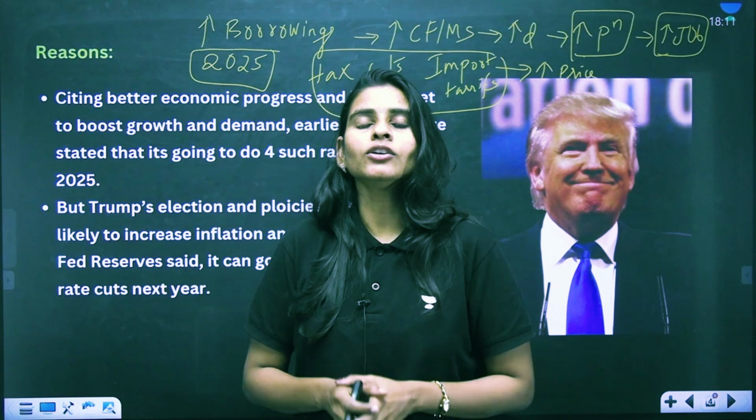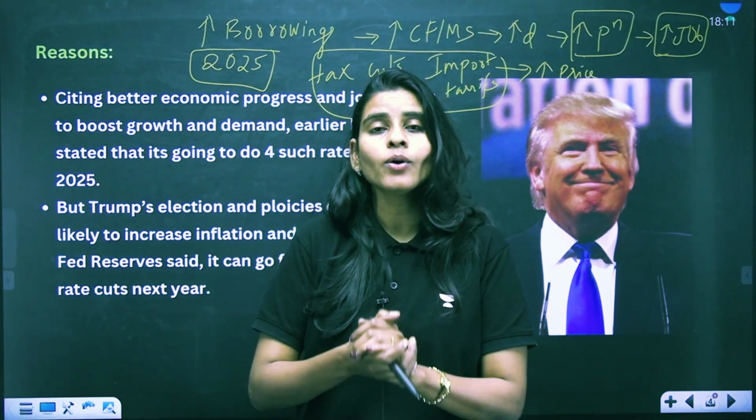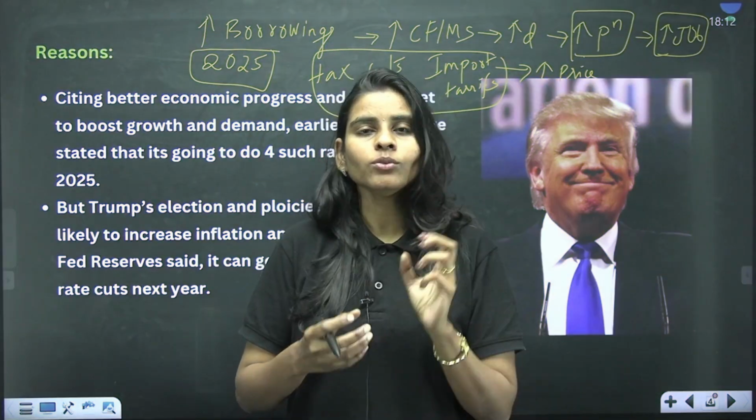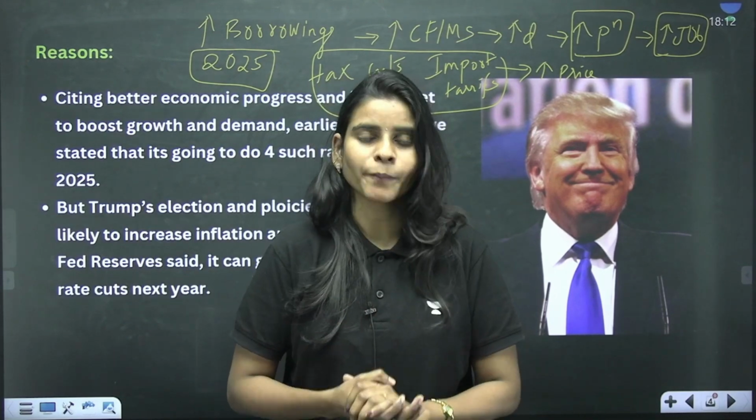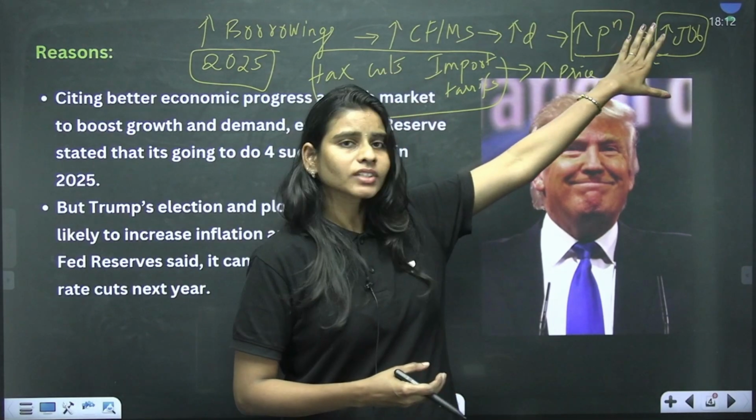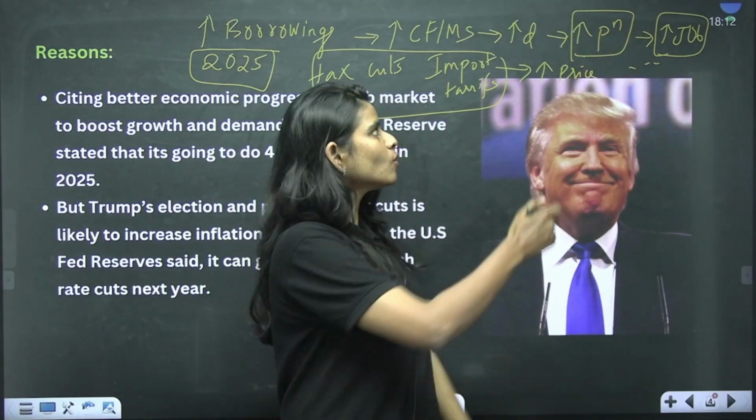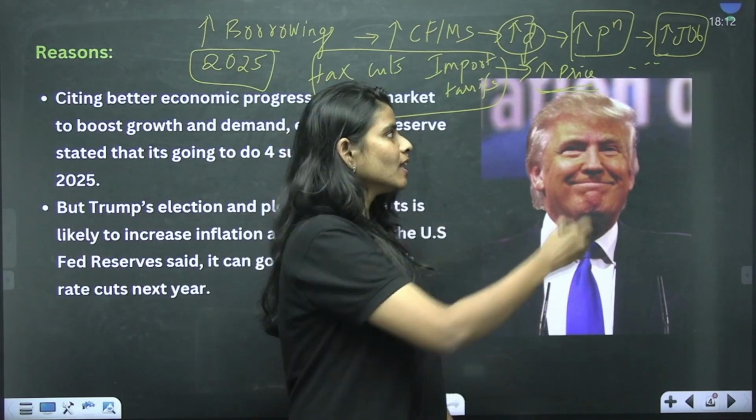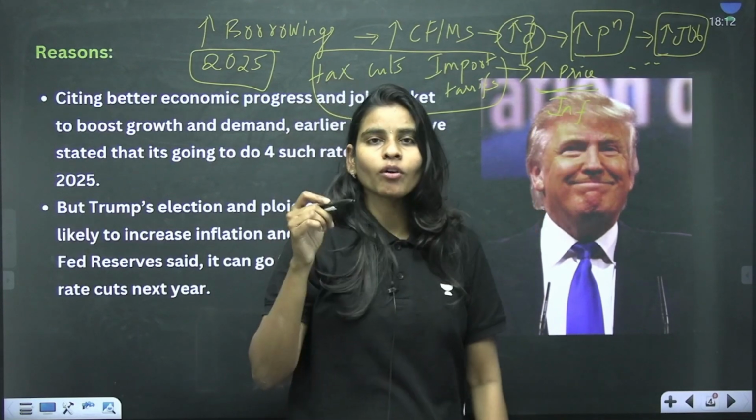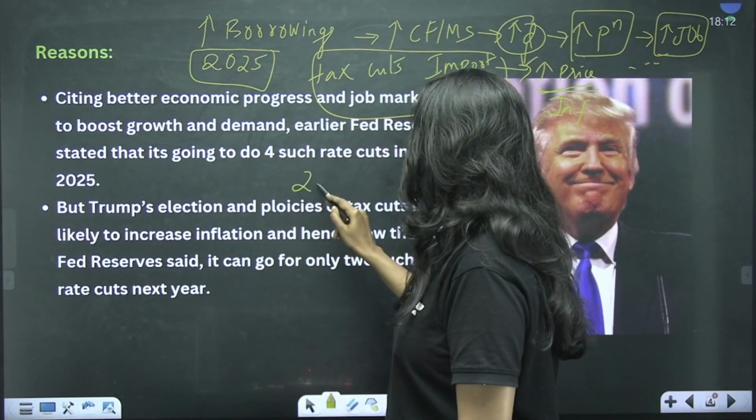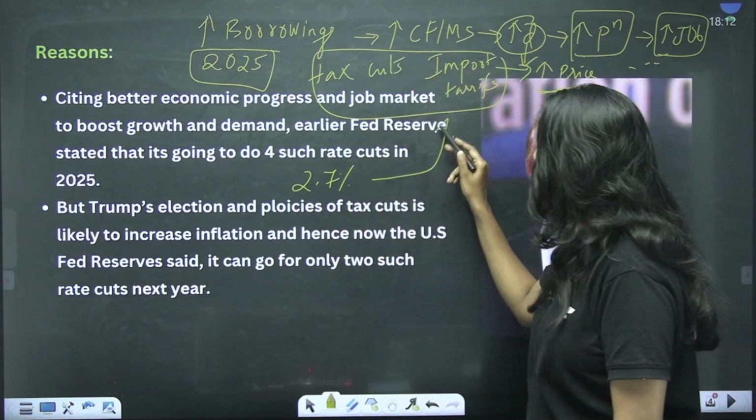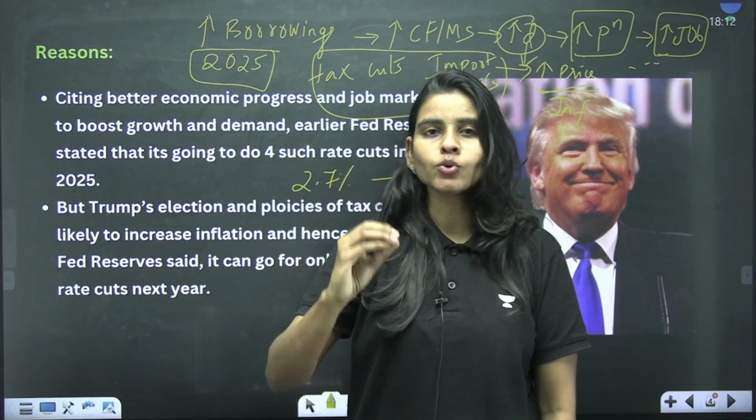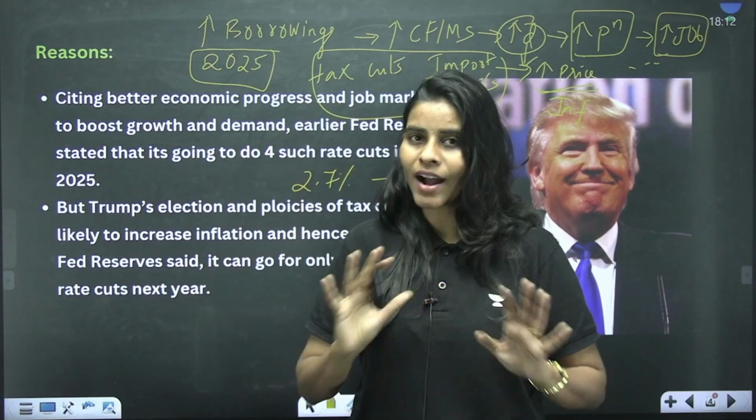So citing this particular possibility as the reason, now the Federal Reserve stated that it has changed its decision. It is going to do only two such rate cuts in the coming year. Why? Whenever this thing is happening, this can lead to inflation also. When there is higher demand, it means what? The price of the products can increase with constant supply, leading to inflation. So the current inflation of the United States is at 2.7%. Citing this particular possibility as the reason, now the Federal Reserve stated that it is going to have 2 such rate cuts only in the coming year. So far the story is clear.